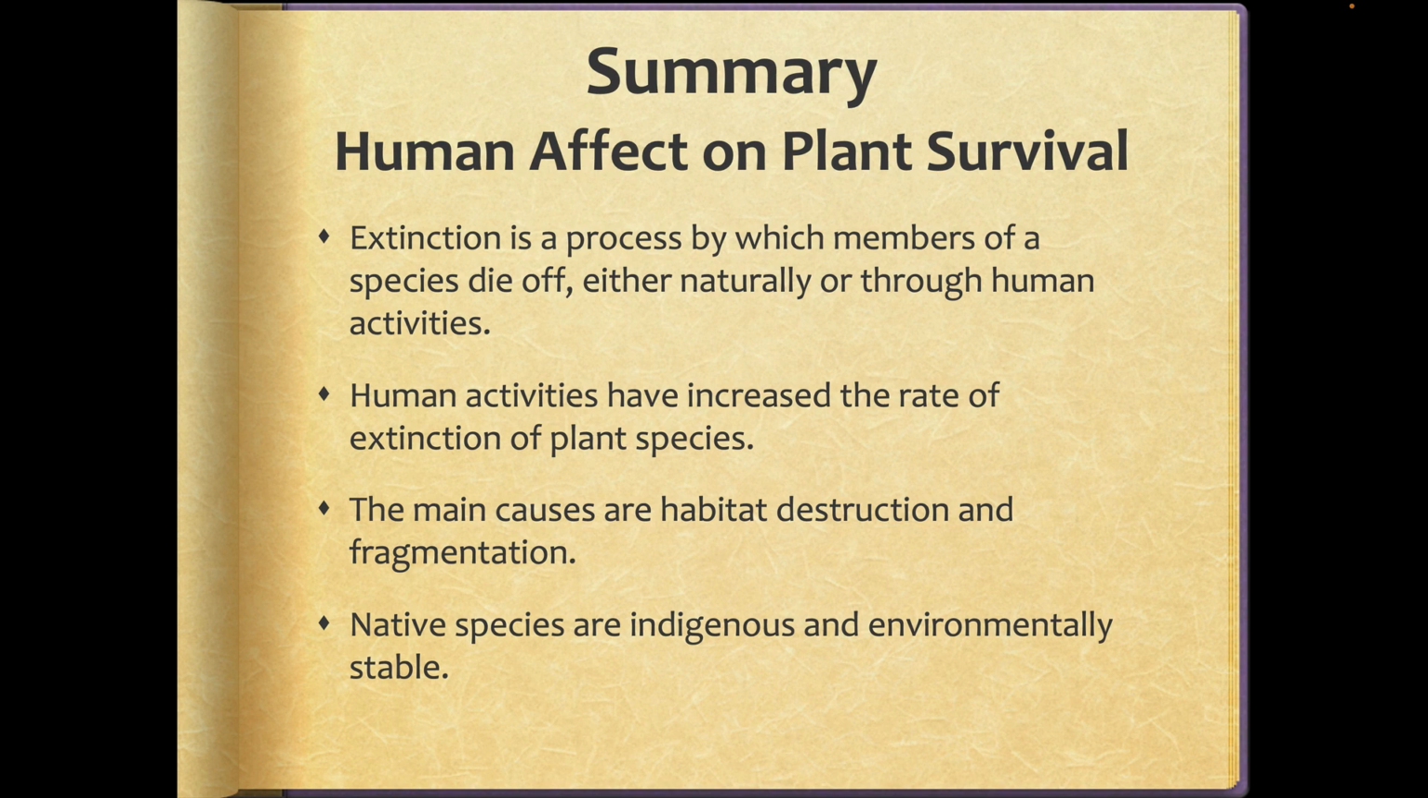So hopefully a lot of this stuff wasn't too terribly new to you, but in case it is, let's just review what we went over this whole lesson and hit some of the highlights. Extinction is a process by which members of a species die off, either naturally or through human activities. Human activities have increased the rate of the extinction of plant species. The main causes are habitat destruction and fragmentation. Native species are indigenous and environmentally stable.